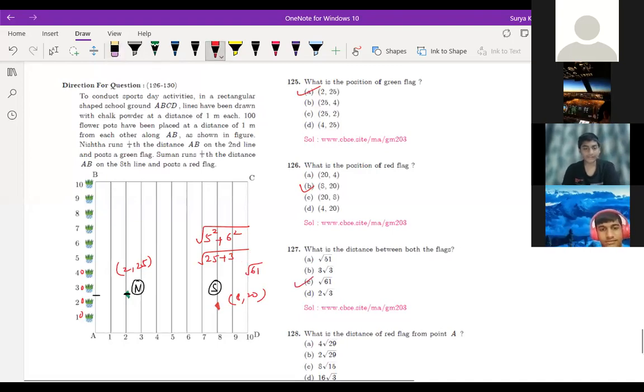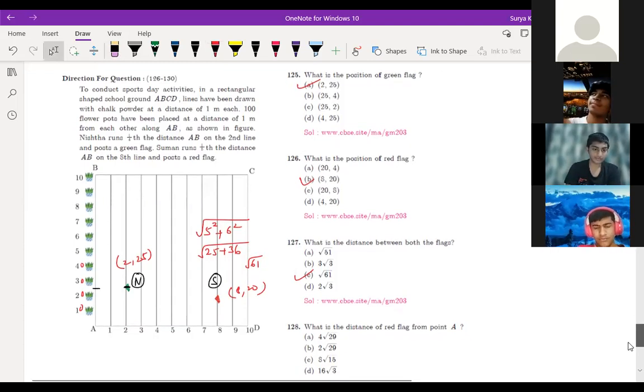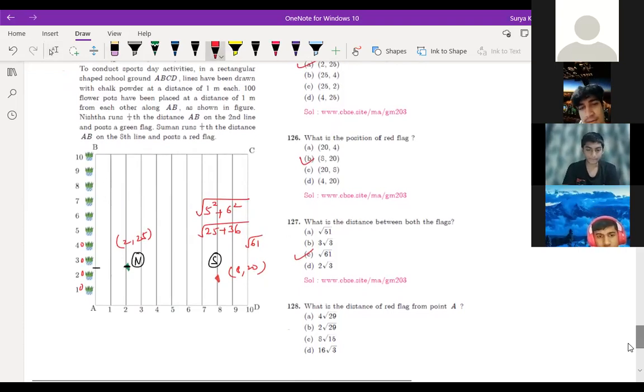Sir, we could have just looked at the x-axis and found out the answers. Which one should I look at, Praharshan? The x-axis AD. Okay. Like the points, getting the coordinates instead of calculating. Next part is what is the distance between the red flag and point A?